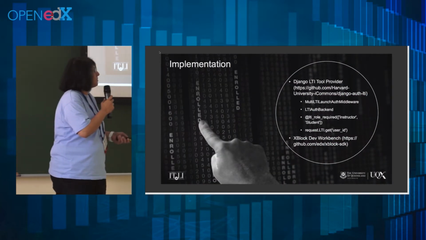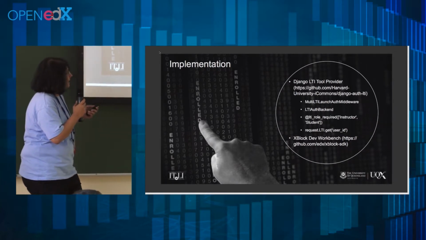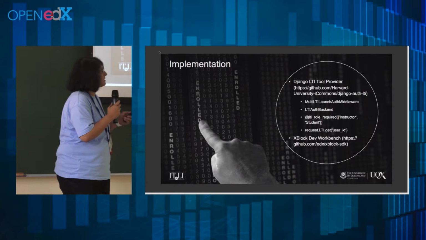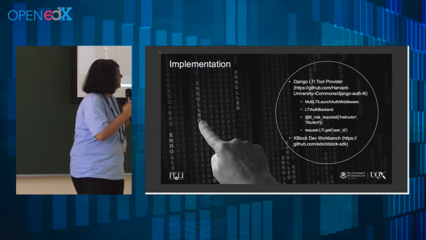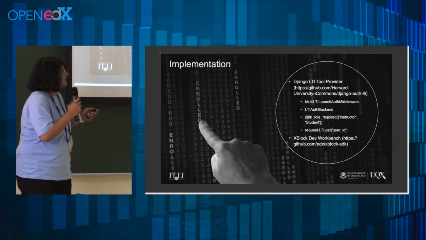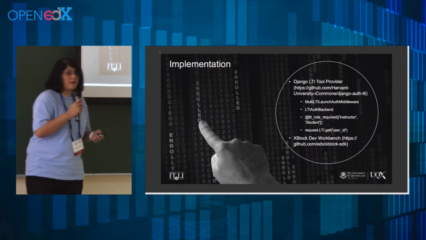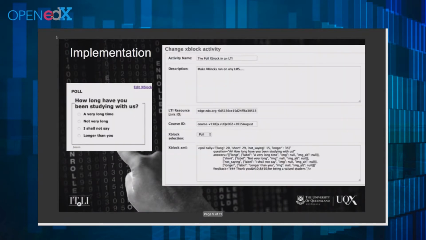The technical solution to this problem that I've been working on uses a Django LTI tool provider. I looked around for a lot of them. The one I've settled on is really tightly integrated with Django. It's got an auth backend, it's got middleware, it lets us have decorators to define the role to access our views, and we can get the LTI data straight from the request object. And I've taken the XBlock dev workbench runtime and embedded it inside the LTI container. What does that look like? The XBlock will display in an LTI.